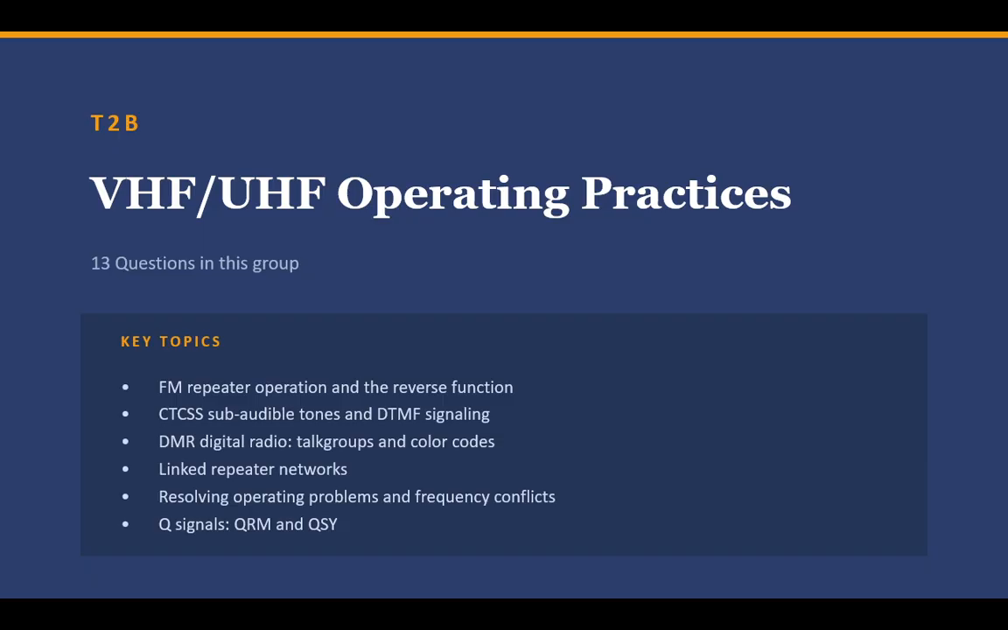This is T2B, VHF and UHF operating practices. There are 13 questions in this group, and the key topics are FM repeater operation and the reverse function, CTCSS subaudible tones and DTMF signaling, DMR digital radio talk groups and color codes, linked repeater networks, resolving operating problems with frequency conflicts, and Q signals such as QRM and QSY.